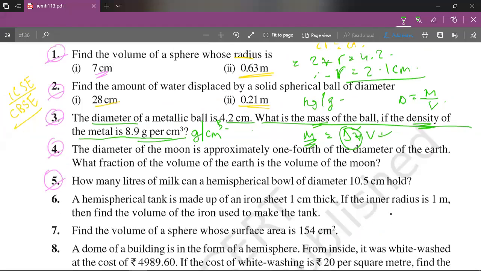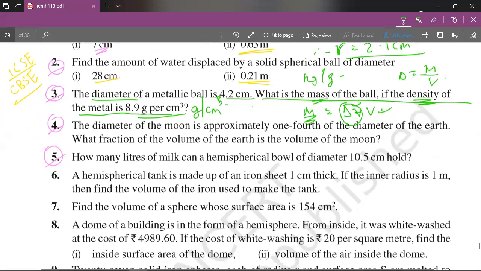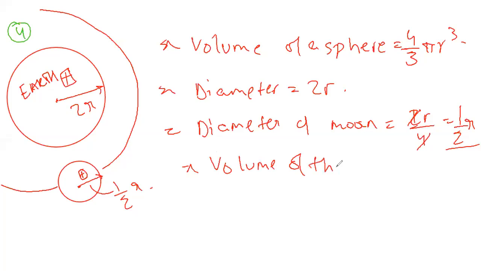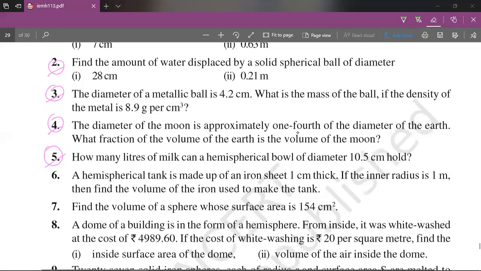So I'll scroll down a little. I shall make some space. Okay, so our fourth question mentions that the diameter of the moon is approximately 1/4 of the diameter of the earth. What fraction of the volume of the earth is the volume of the moon? Okay, so we will concentrate on our first statement here.